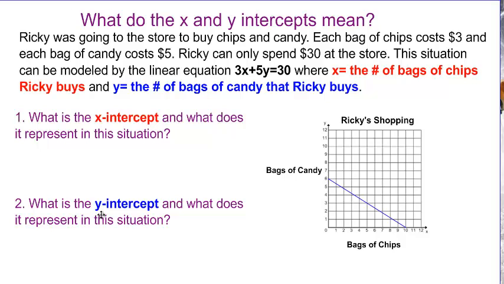So you have to think of, what are our variables, what do they mean to us? Go ahead and take a minute, pause the video, identify the x and y-intercept, and see if you can tell us what they actually stand for. When you're ready to see the answer, go ahead and hit play on the next slide.